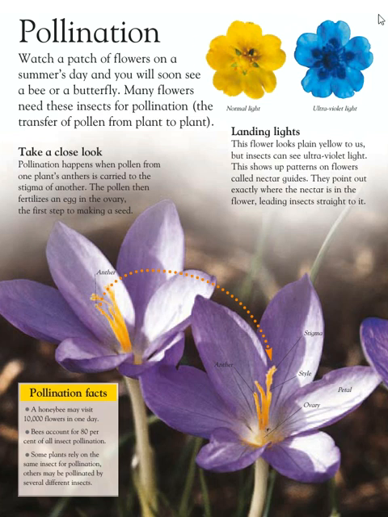Over here, do you see the difference between these two flowers? This is actually the same flower. So this flower looks plain yellow to us, but insects can see ultraviolet light. This shows up patterns on flowers called nectar guides. They point out exactly where the nectar is in the flower, leading insects straight to it. So see how the outer part of this is a lighter blue and then it's darker towards the center. So that shows the insects that this inside part is where the nectar is, and that's where they want to go.